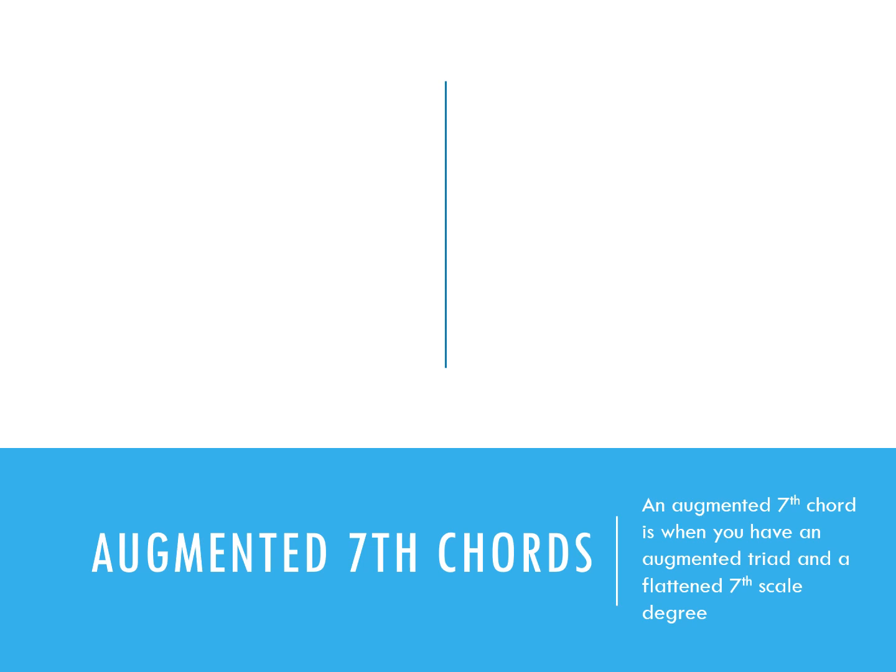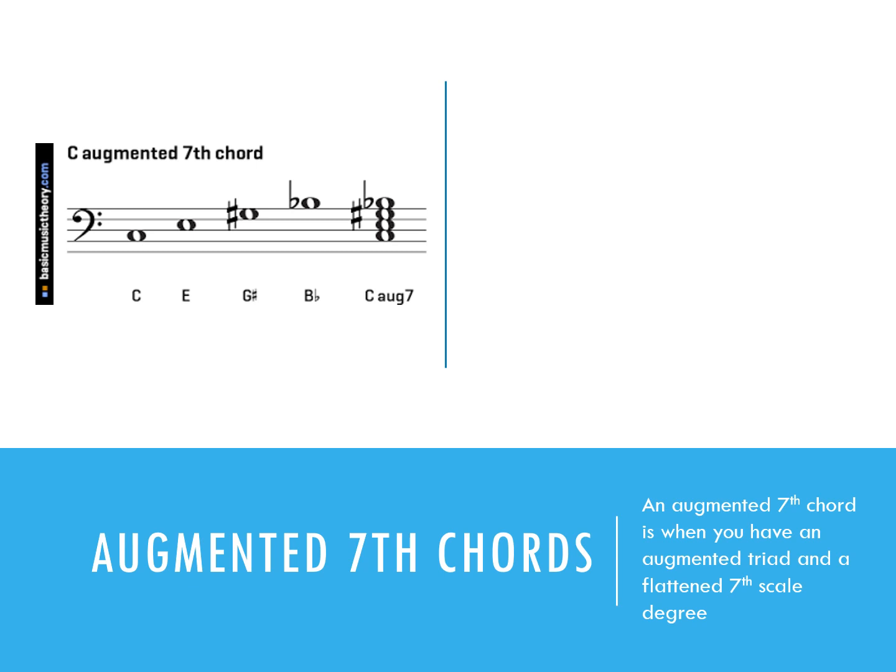However, for augmented seventh chords, I find it easier to talk about them by relating the seventh scale degree to the root of the chord. For example, in a C augmented seventh chord, you have the notes C, E, G sharp to make an augmented triad, but then the interval between a C and a B flat makes it a flattened seventh scale degree, making a C augmented seventh chord: C, E, G sharp, and B flat.